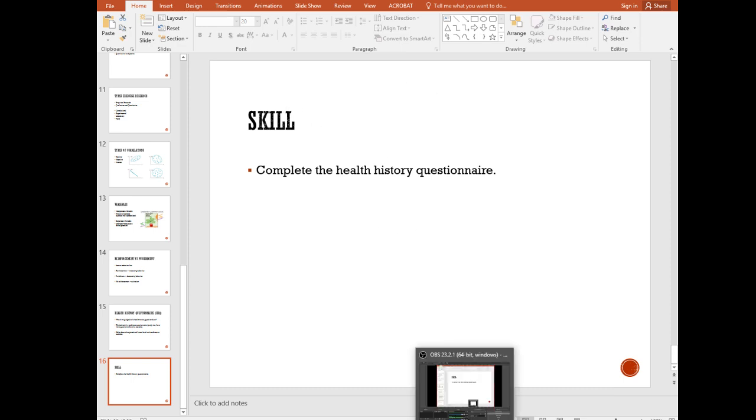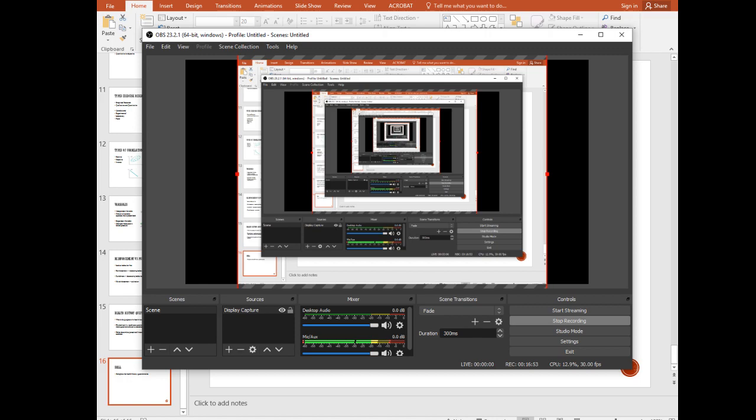So I know this was not very short, but the next ones will be much shorter. I'll move through them a lot faster. I'll try to keep them right around 10 minutes.